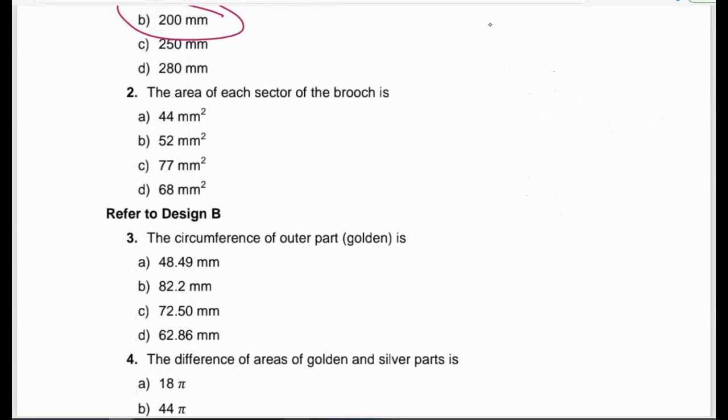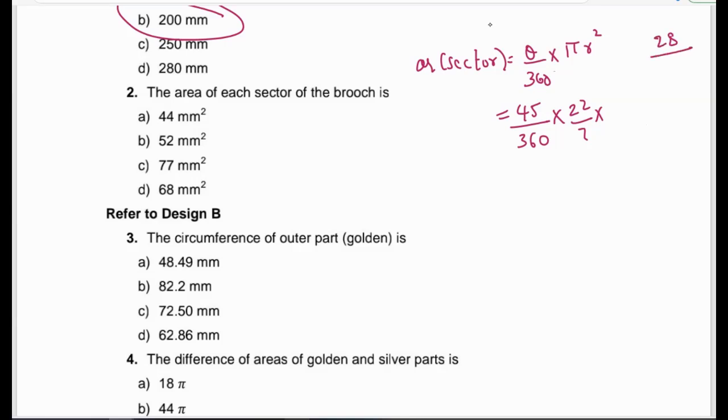The brooch, so here we have to find it for A. The brooch A will be the area of a sector. The formula we have for area of a sector is theta divided by 360 into pi r square. So 45 degrees divided by 360 into 22 by 7 into the radius. What is the radius? The diameter is 28, so what will be the radius? It will be half of that.